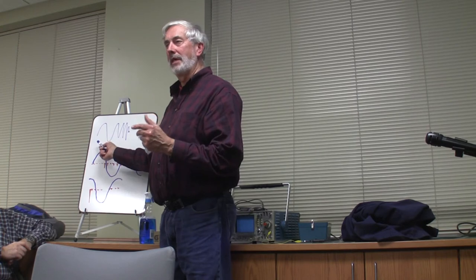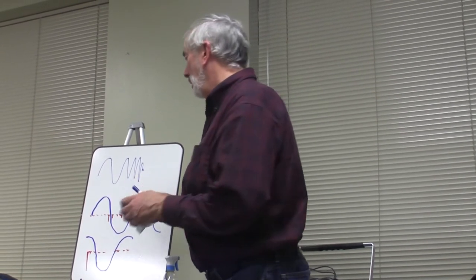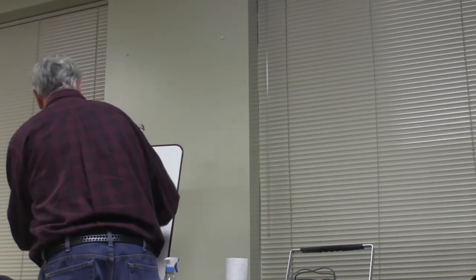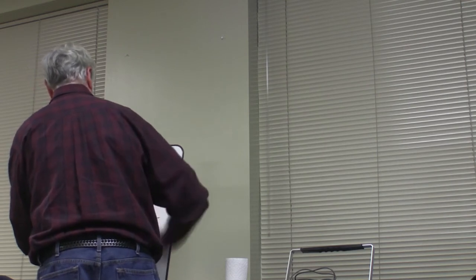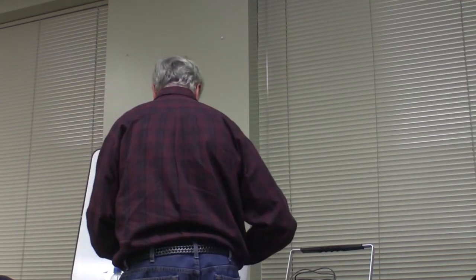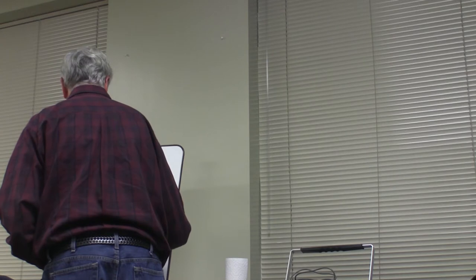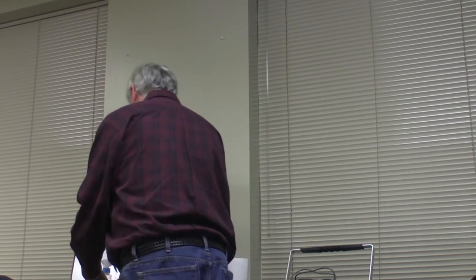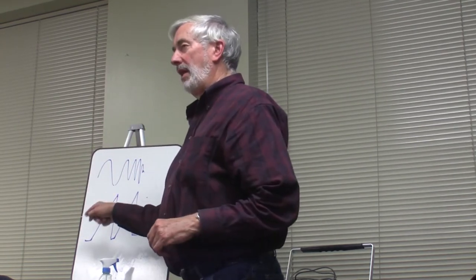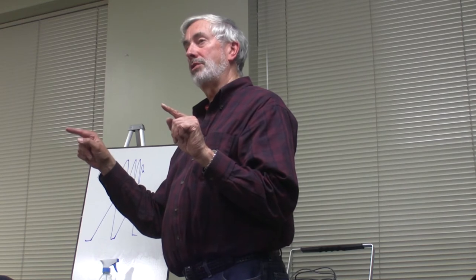You put in a signal, whether it's 60 cycles or a megacycle, and you get a compressed picture on the right-hand side of your scope tube. The reason for that is you're looking for a sawtooth wave like this, and that sawtooth wave is going to make the trace on the oscilloscope go across the screen.